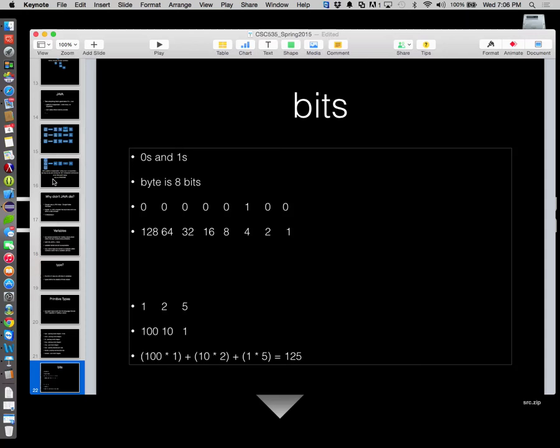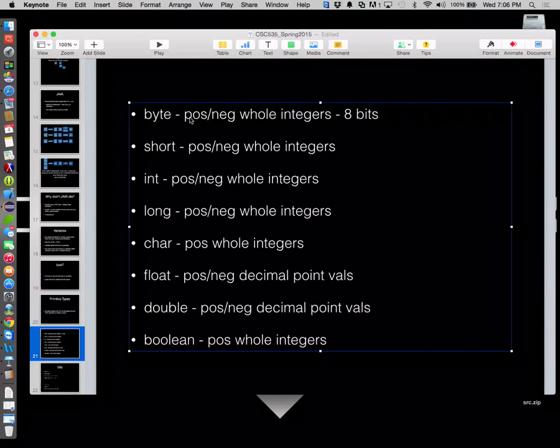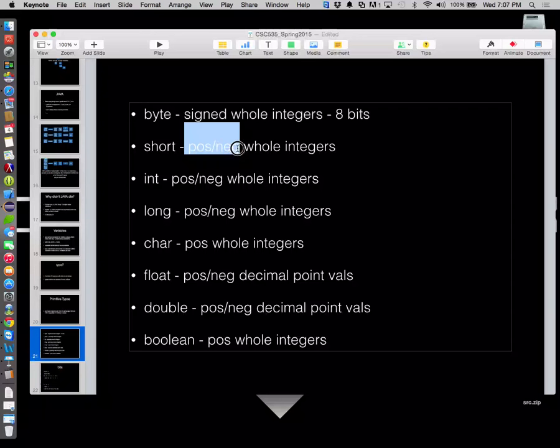Now, if we go back to the previous slide, notice this guy holds positive and negative numbers though. So these guys are what are known as, I'm going to replace positive and negative with signed. A signed number. Signed is a geeky way of saying holds positive and negative numbers. Make sense? So a byte is an 8-bit signed whole number. That's what this guy is built to hold.